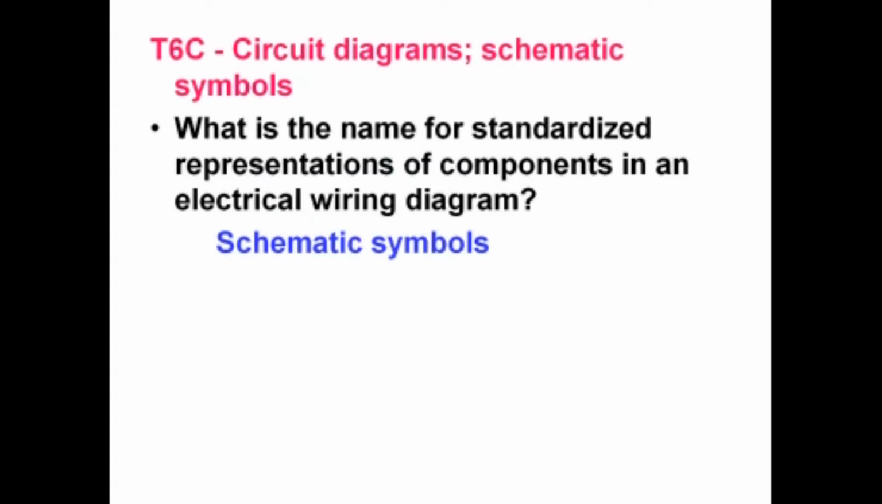All right, T6C, circuit diagrams, schematic symbols. What's the name for standardized representations of components in an electrical wiring diagram? They are called schematic symbols. We've looked at several of them here so far this evening, and we're going to look at some more. Schematic symbols. When we put them together in the diagram, it's called a schematic diagram.